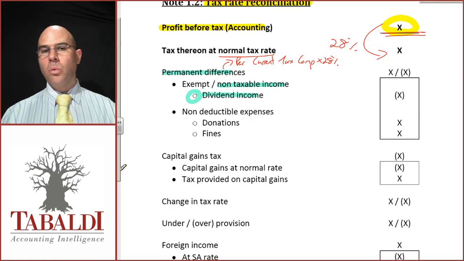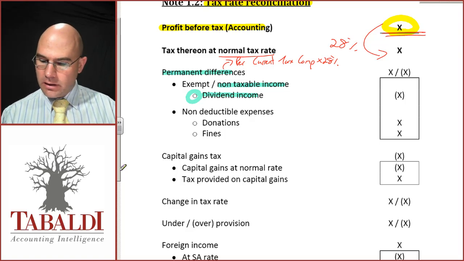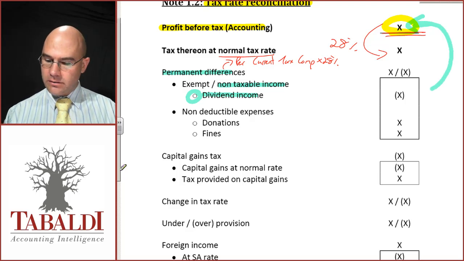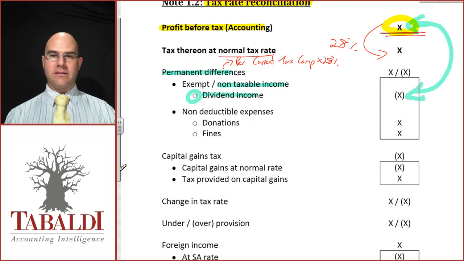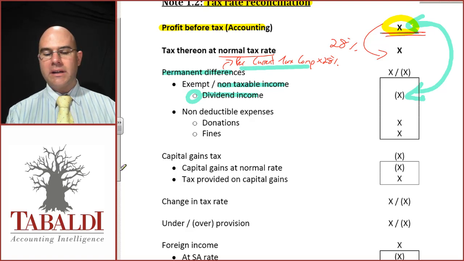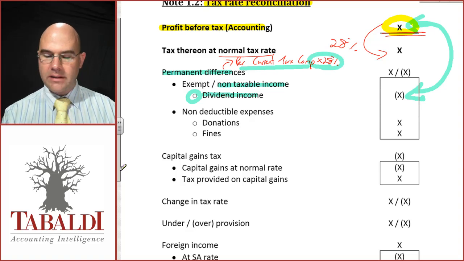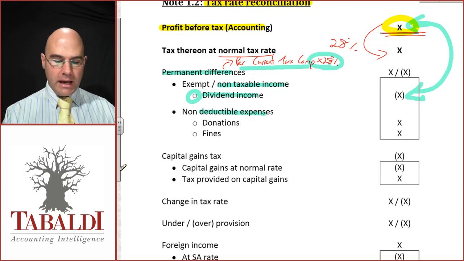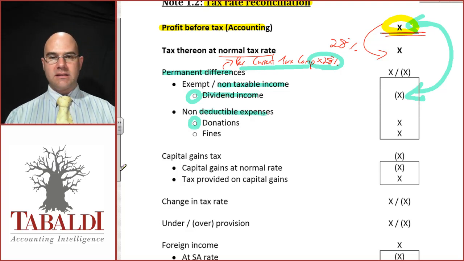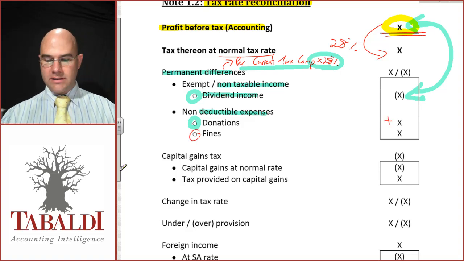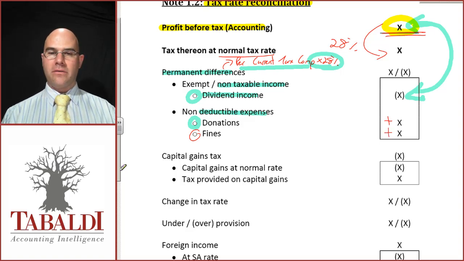So dividend income was an income in my profit before tax figure. In order to reverse it out, I will need to subtract it. Remember, I'm dealing with the tax expense here, so the amount per the current tax comp times by the tax rate, reverse it out. Some non-deductible expenses need to be added back. If donations aren't tax deductible, then I need to add them back. If fines aren't tax deductible, I need to add them back. Reverse out the accounting effect in the profit before tax.